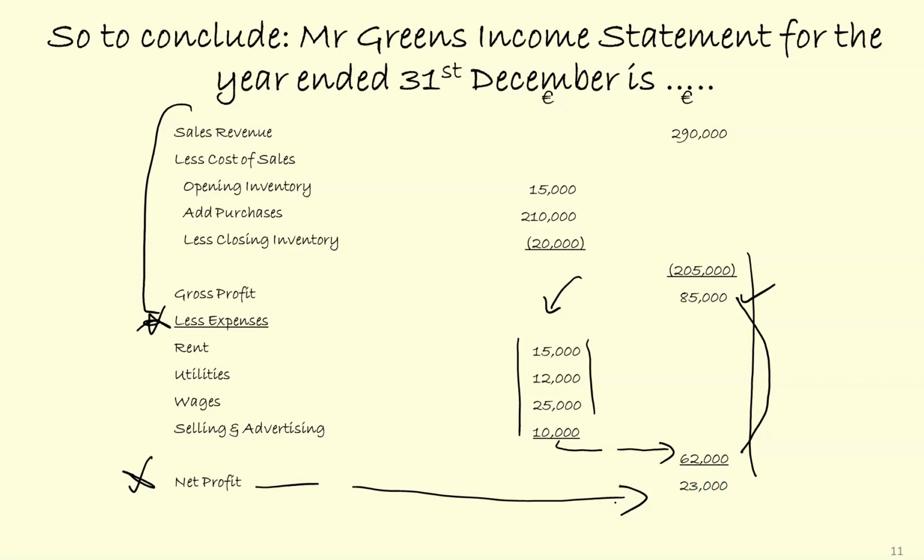Okay, so that is our income statement. The first little bit up here, we have the trading account, sales less the cost of sales gives us the gross profit. Then we have the profit and loss account part, gross profit less the expenses gives us the net profit. The whole thing together is called the income statement.